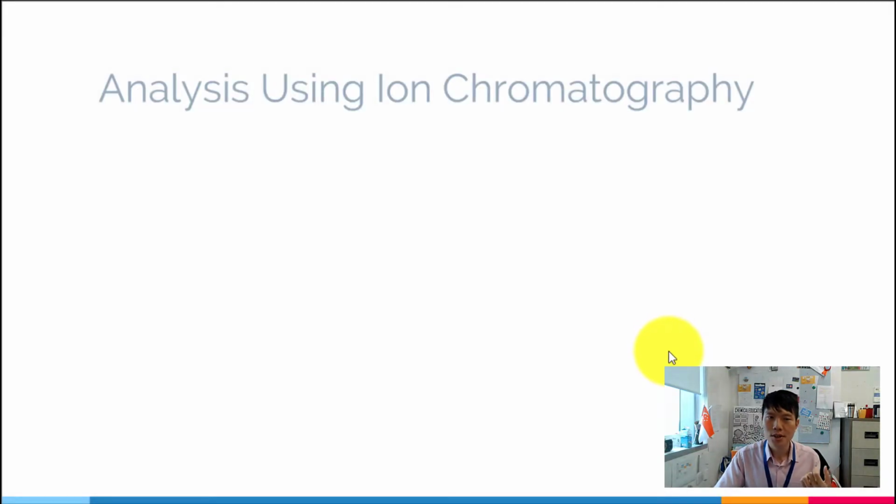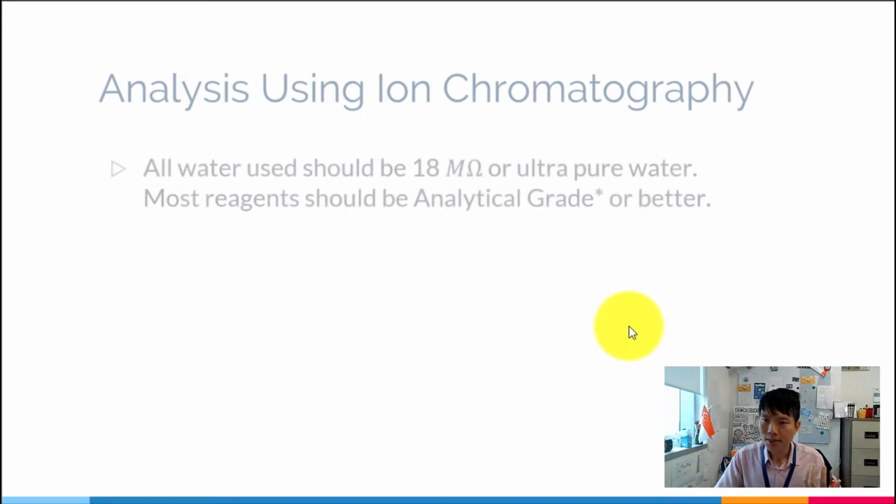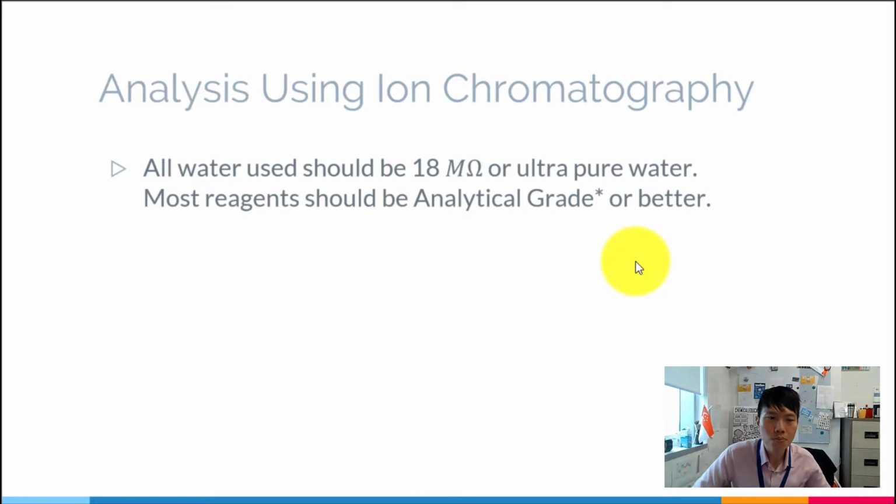So in the IC, same thing. The ultra pure water should be about 18 mega ohm resistance. This regards how many ions you have inside.